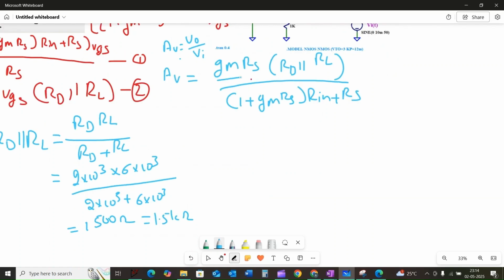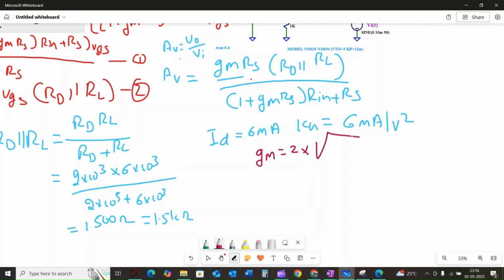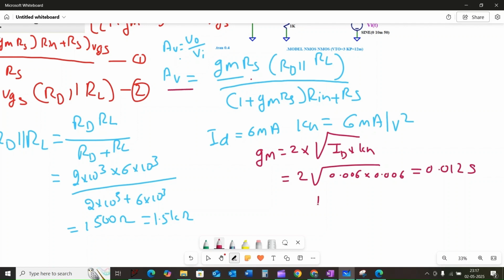Here the Gm is the AC parameter and it is determined by ID, which is equal to 6 milliamps, and the conduction parameter Kn is equal to 6 milliamps per volt square, which can be substituted in the equation Gm is equal to 2 times square root of ID into Kn, which is equal to 2 times square root of 0.006 into 0.006, which is equal to 0.012 Siemens.